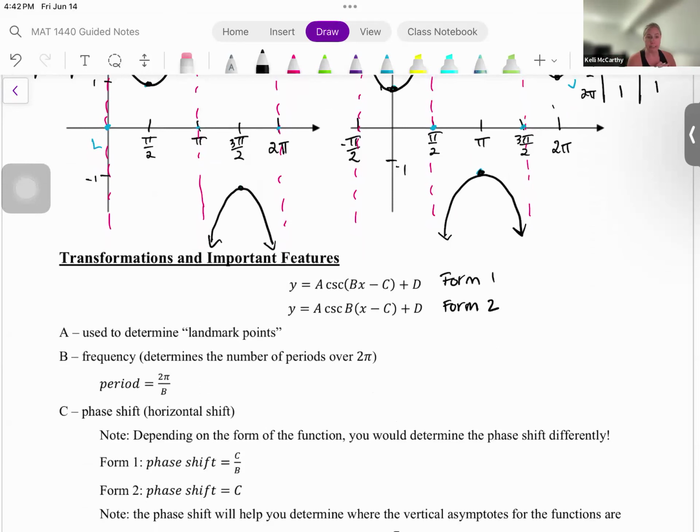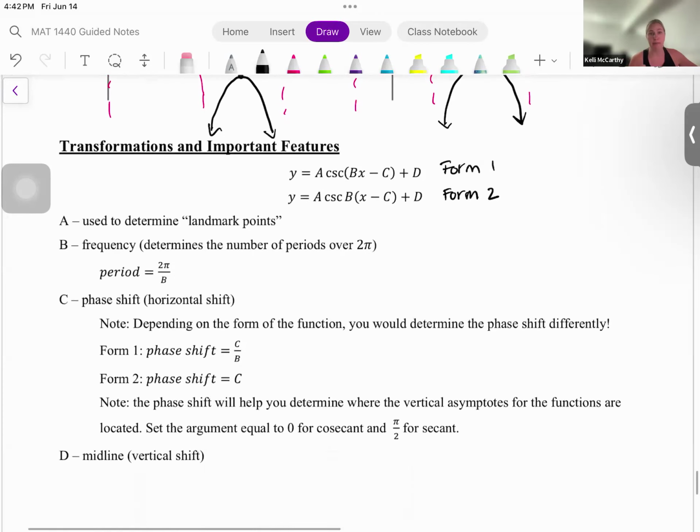B is going to be the frequency. Because we're related to sine and cosine, now we're back to that period of 2 pi for the parent function. So it determines the number of periods over 2 pi. So to calculate the period for any given equation, you're going to take 2 pi and divide it by that factor of B.